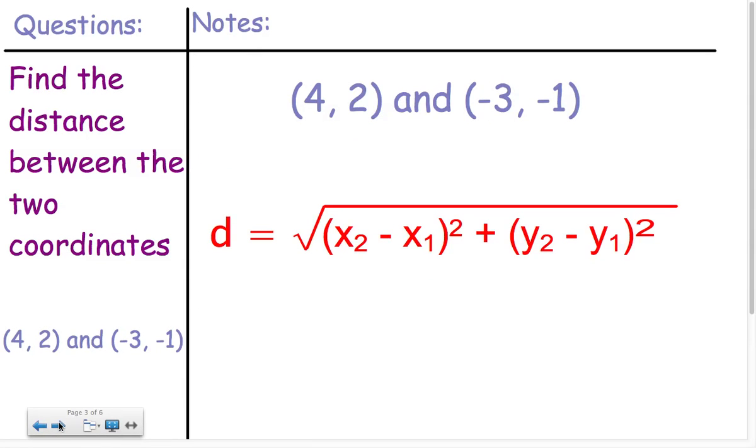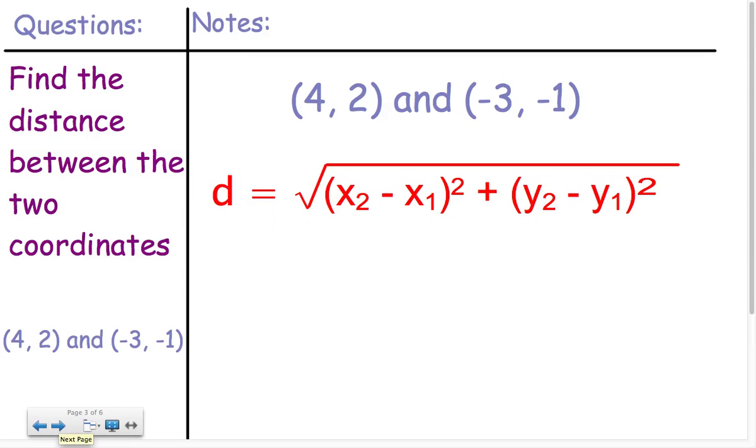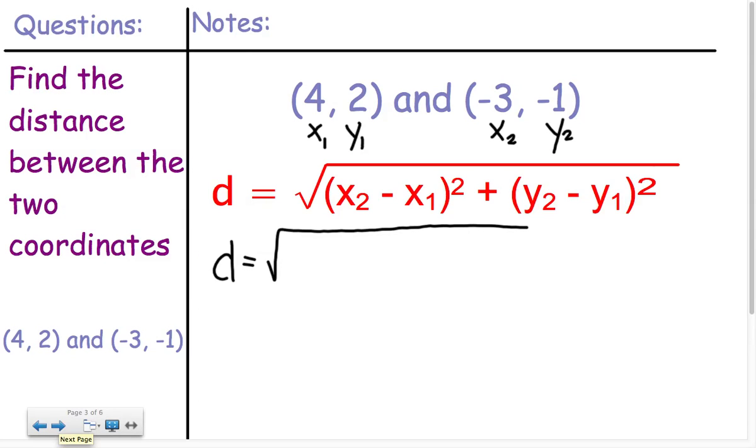Second example: find the distance between the 2 coordinates again. (4, 2) and (-3, -1). So let's label them again first. X, Y, X, Y, 1, 1, 2, 2. D equals the square root of x2, which is negative 3, minus x1, which is 4, squared, plus y2, which is negative 1, minus y1, which is 2. Don't forget those squareds, like I said before.